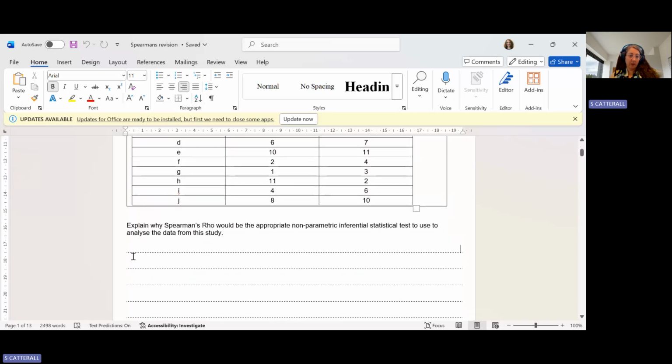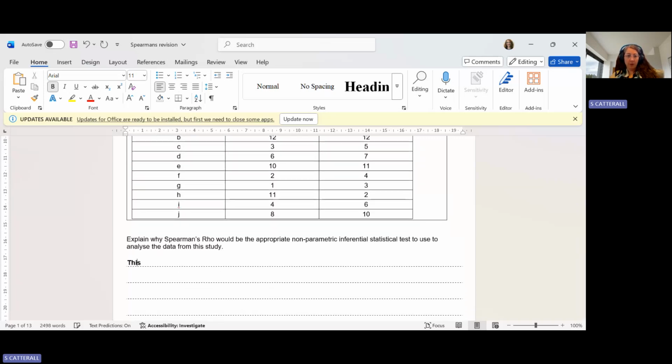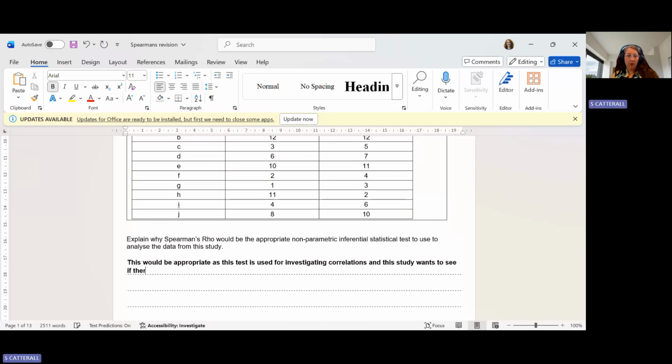Well, the first reason is that it's looking for a correlation. So this would be appropriate, as this test is used for investigating correlations, and this study wants to see if there is a relationship between empathy and helping behaviour.